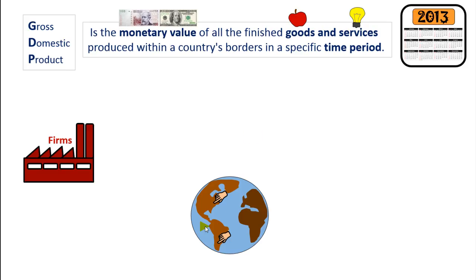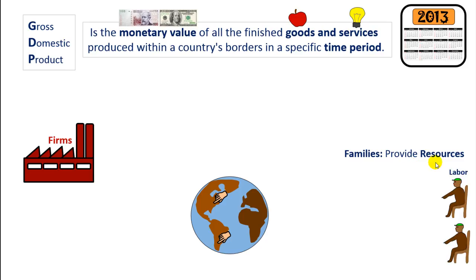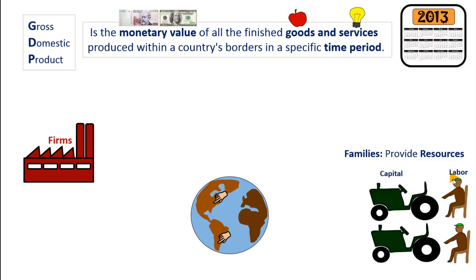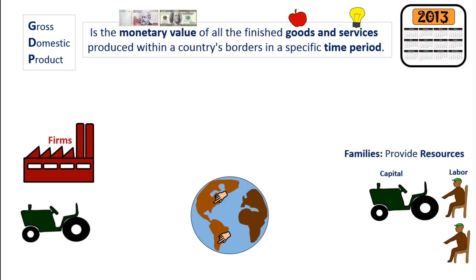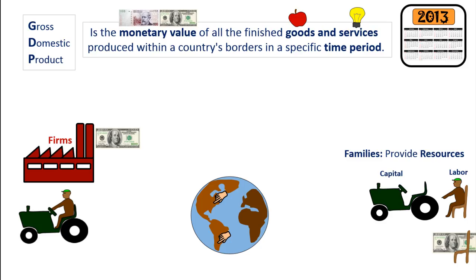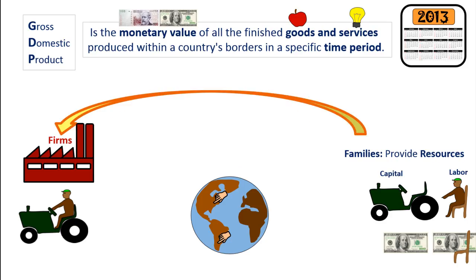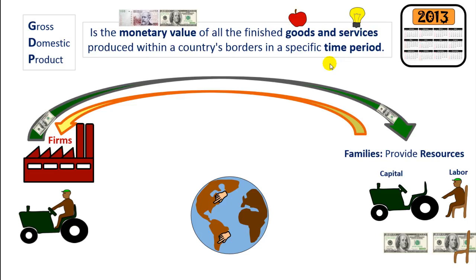In any country we have firms and we have families that provide resources to the firms, mainly labor and capital. The firms use capital and labor. If we are in America, they pay with dollars. So the resources travel in this direction, whereas the money flows in the opposite direction. This flow is called the resource market.